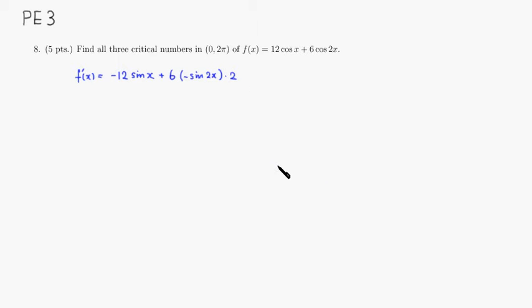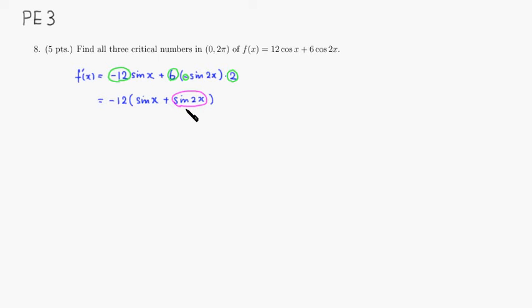So then you pull out the common factor. In this case, you have negative 12 here. You have a negative 6 times 2, which gives you negative 12. So we can pull out the negative 12. And what's left is sine of x plus sine of 2x.